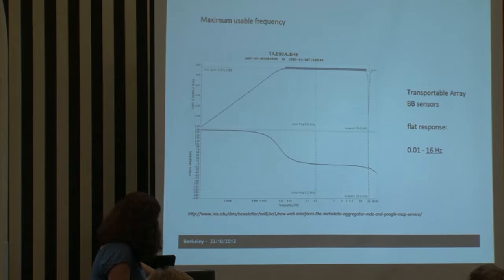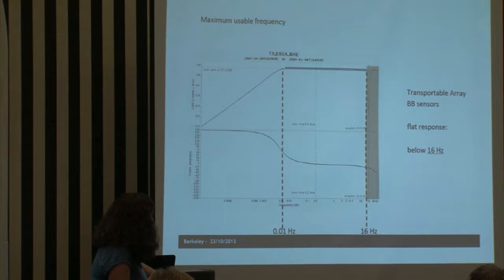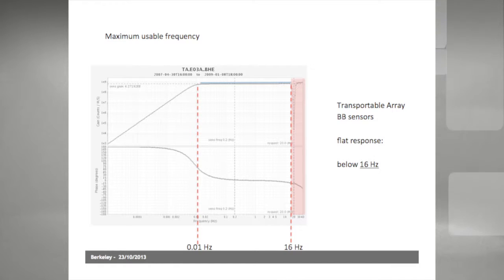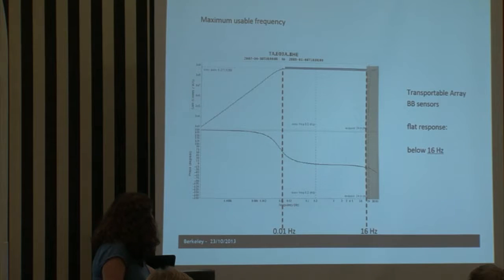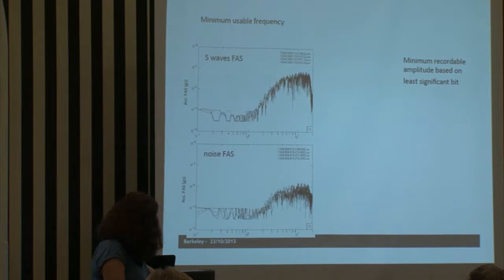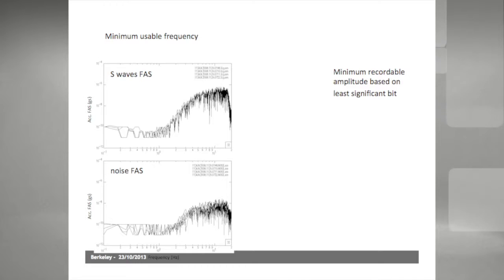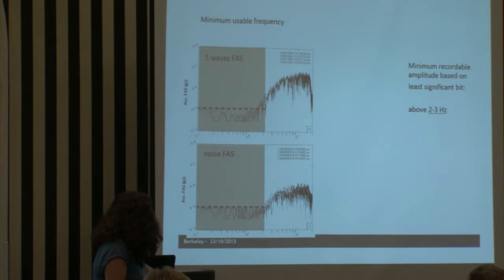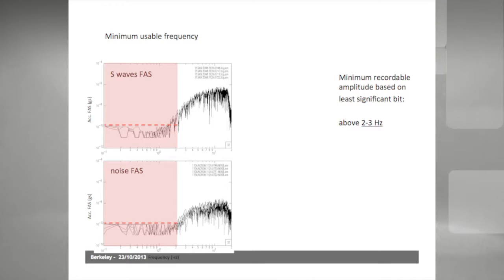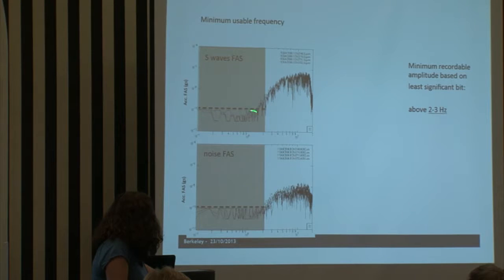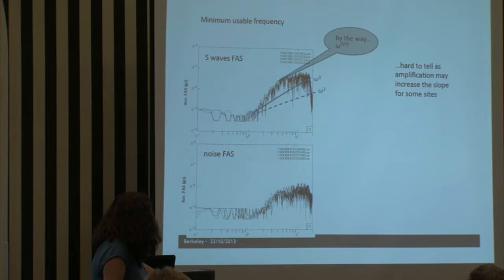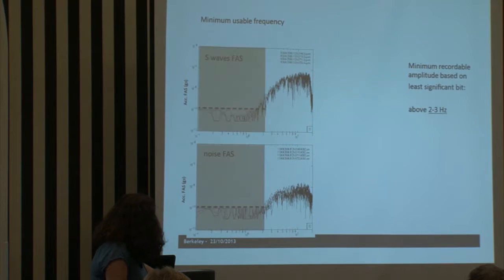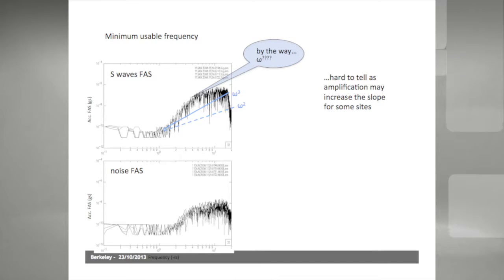They go up to 16 hertz, after which the Nyquist and the filter don't allow you to see pretty much anything. And then the lower bound of the data is kind of determined by these guys here, by the least significant bits. Looking at the entirety of the data, I reckon that we should disregard stuff that's beneath 2 or 3 hertz.